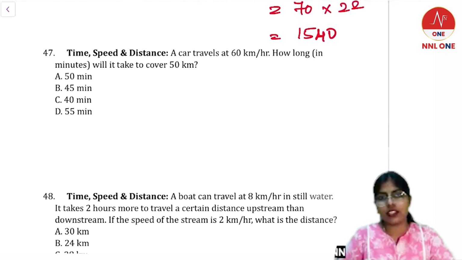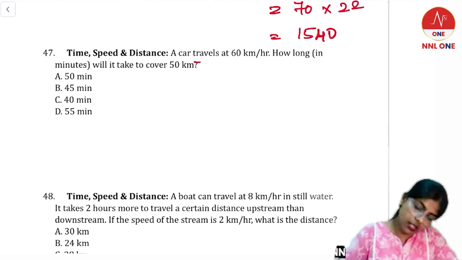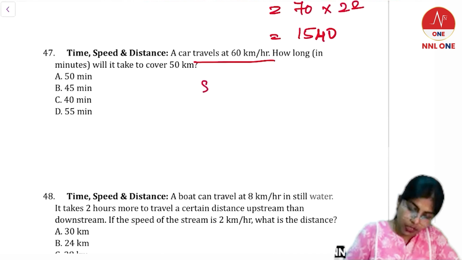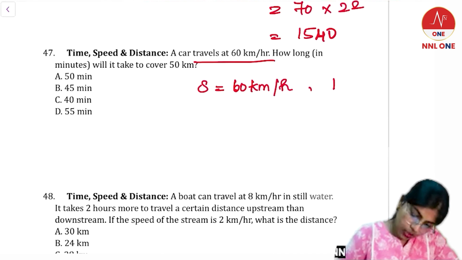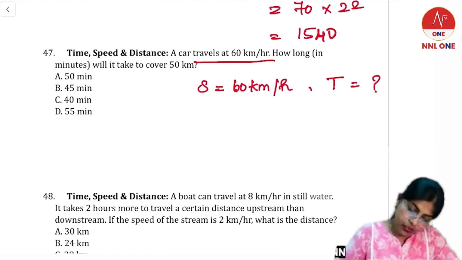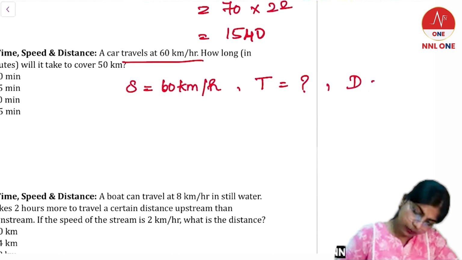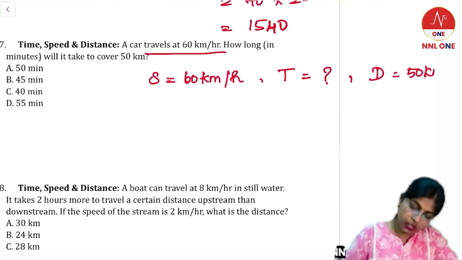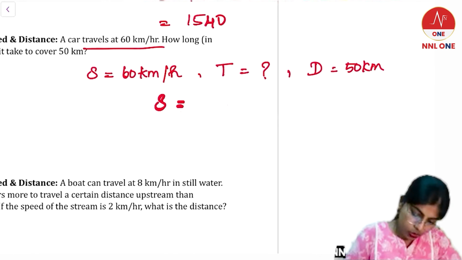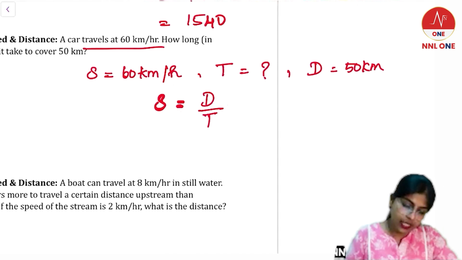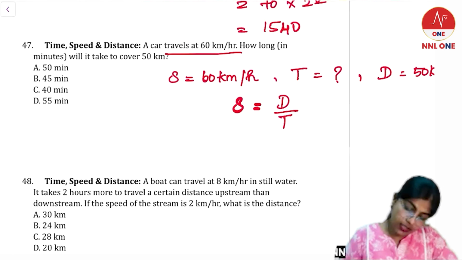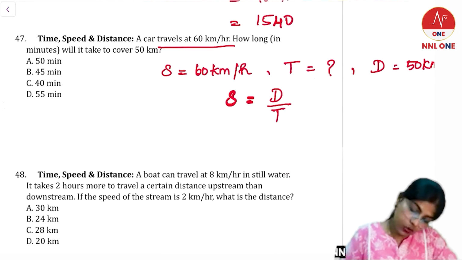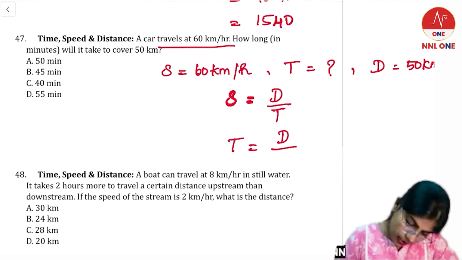Next sum comes under the category of time, speed and distance. A car travels at 60 km per hour. How long in minutes will it take to cover 50 km? Speed is equal to 60 km per hour. I was asked to find out the time. Distance is 50 km. What is the formula for speed? Speed is equal to distance traveled by time taken. As I was asked to find out the time, time is equal to distance by speed.